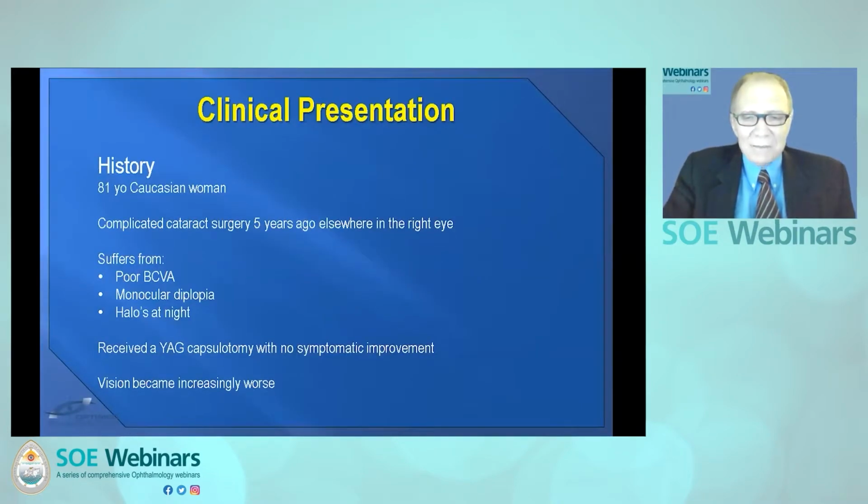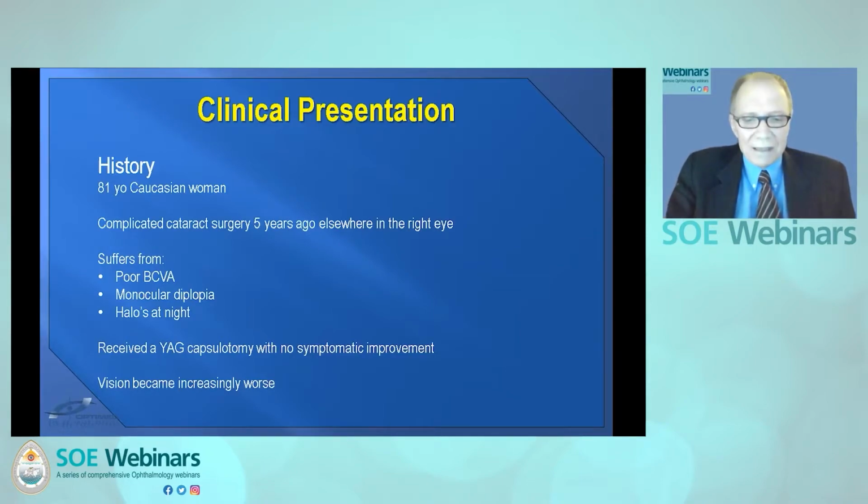Please allow me to present the case of an 81-year-old Caucasian woman who had a complicated cataract surgery elsewhere in the right eye. She presented with a history of having had bilateral cataract surgery 5 years ago. The right eye was the better eye prior to the surgery, but post-operatively she reported that she now suffers from poor best-corrected acuity, monocular diplopia, as well as halos at night in this eye. The left eye was seeing well.